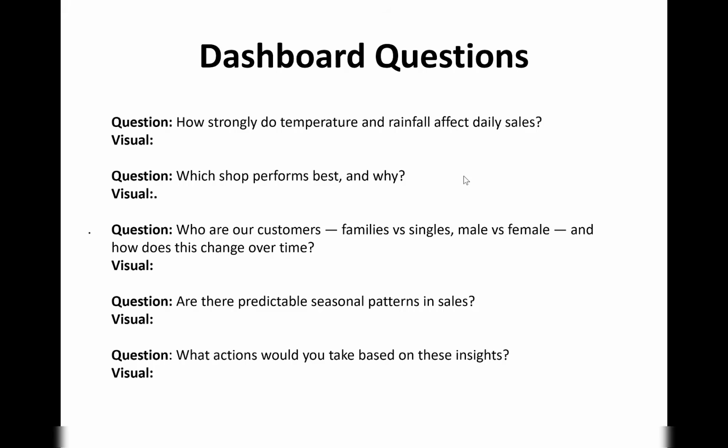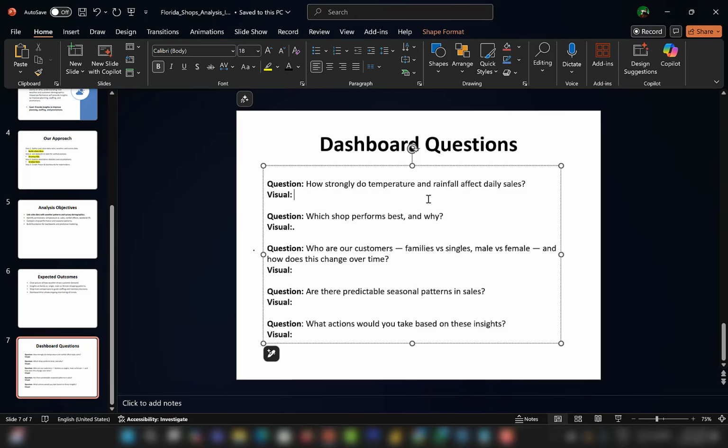So the first question is how strongly do temperature and rainfall affect daily sales? This could be done with a combo chart with temp and sales on the same chart, with a dual axis. So let's just say a line chart combo or dual axis.